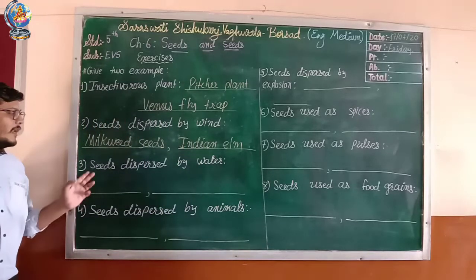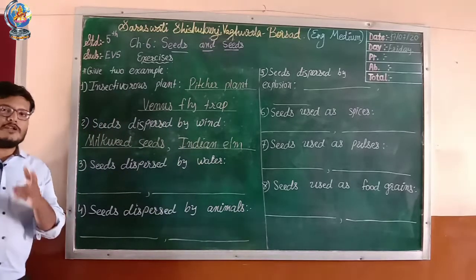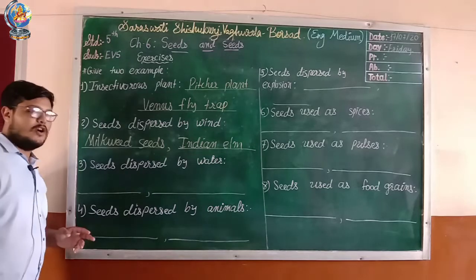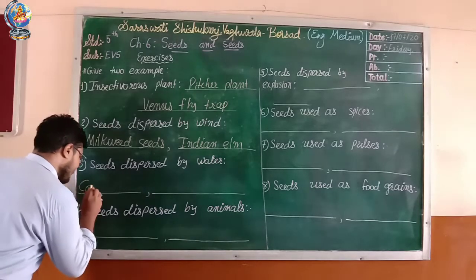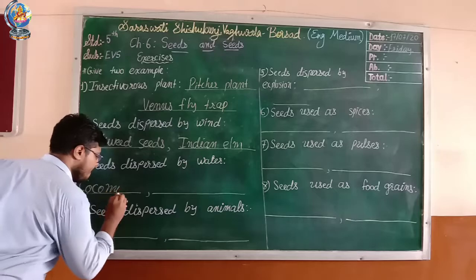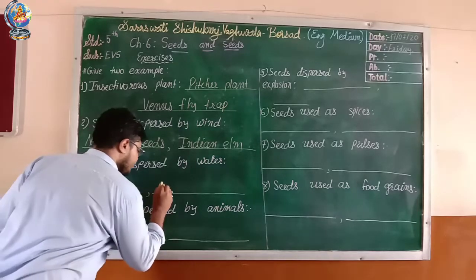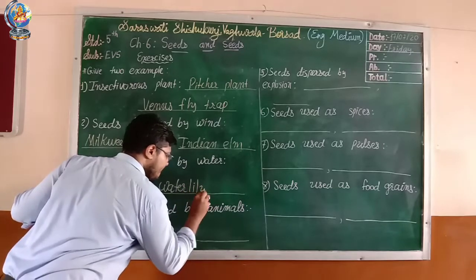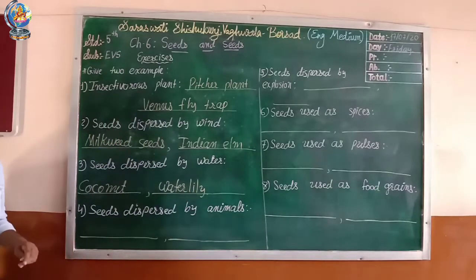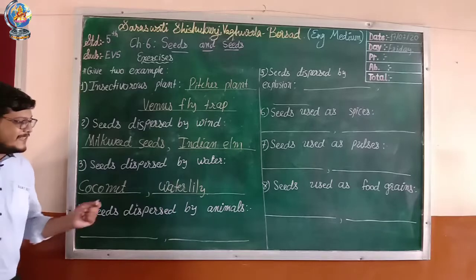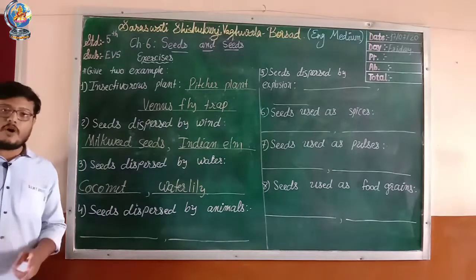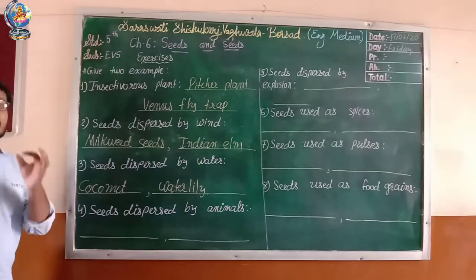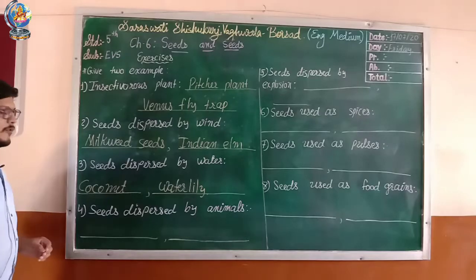Now see here, third one, seeds dispersed by water. Here also we have two examples, that is coconut and water lily. Okay, now see here, fourth one, seeds dispersed by animals. Here also we have two examples, that is Xanthium seeds and devil's claw. So let's write it.